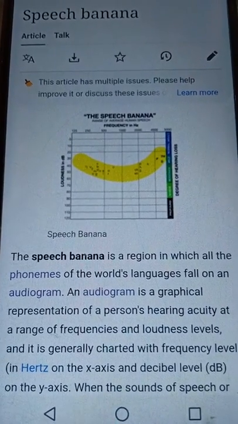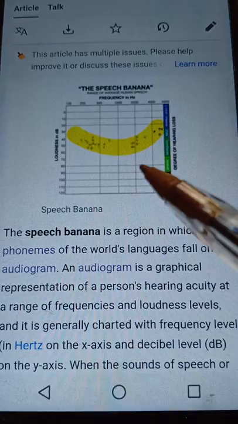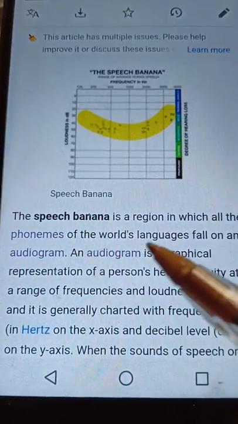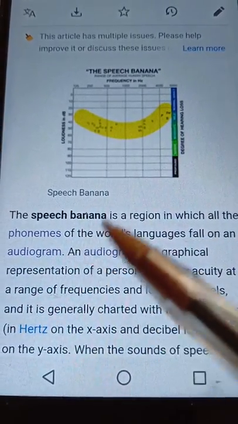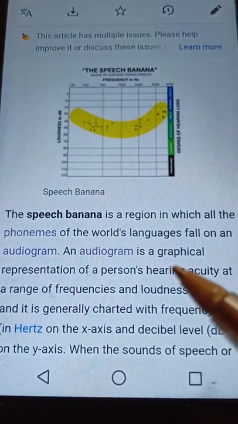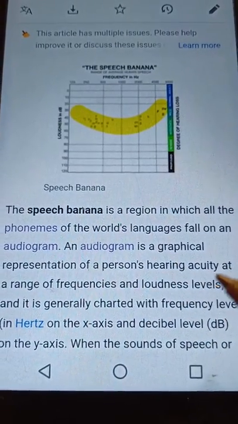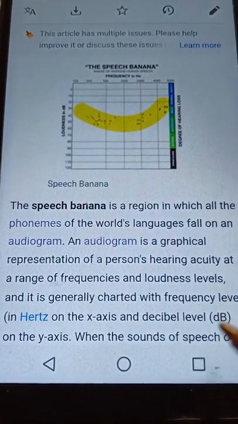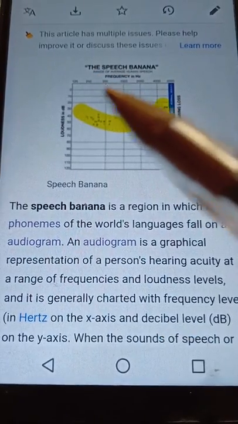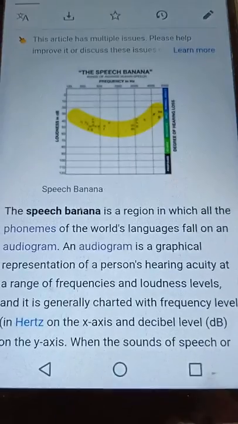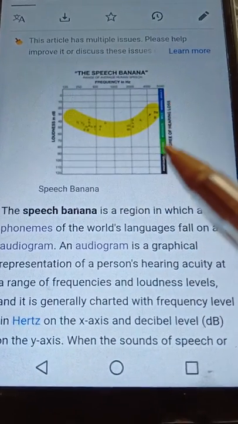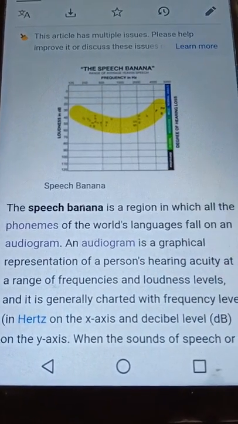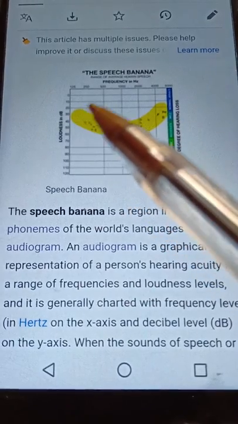Peach banana. This peach in the form of a banana is a region in which all the phonemes of the world's languages fall on an audiogram. An audiogram being a graphical representation of a person's hearing acuity at a range of frequency and loudness levels, generally charted with frequency level in hertz on the x-axis and the decibel level in dB on the y-axis. That is the speech banana.